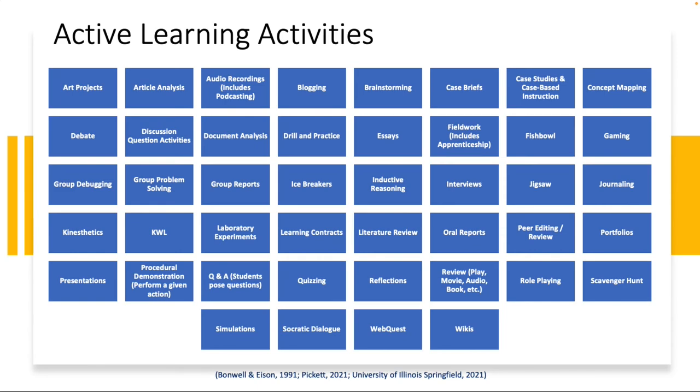Bonwell and Eison explain that active learning occurs when the instructional activities involve students doing things or thinking and wondering about what they are doing. This figure shows some examples. Are you using any of them? Do you want to integrate them into your practice? Do you want to know more about these activities?